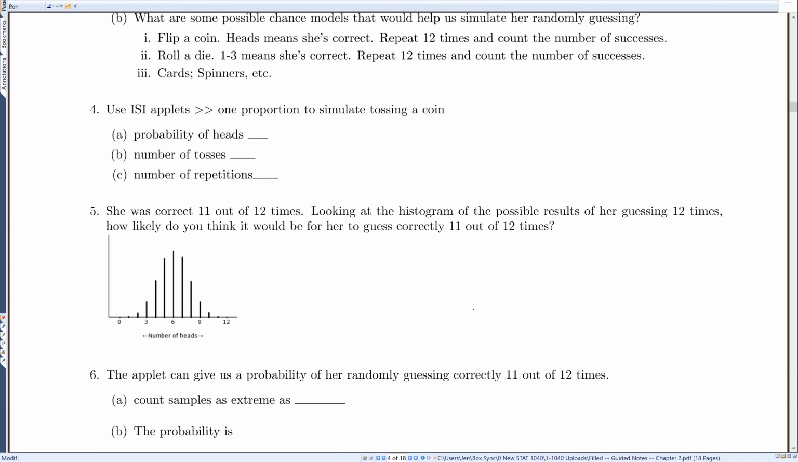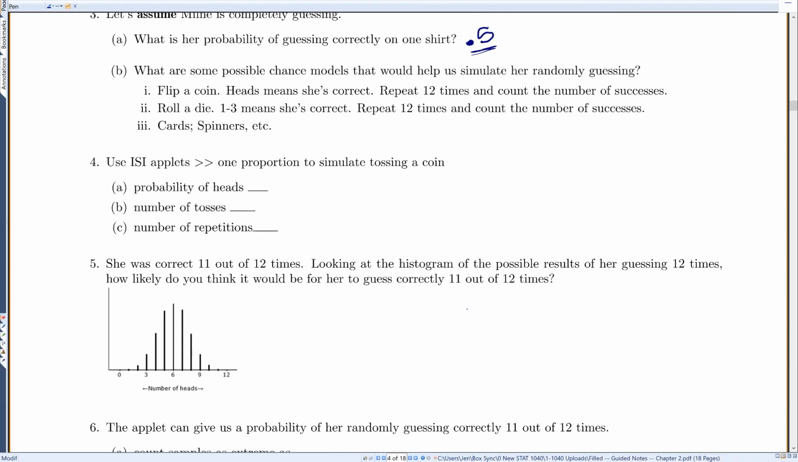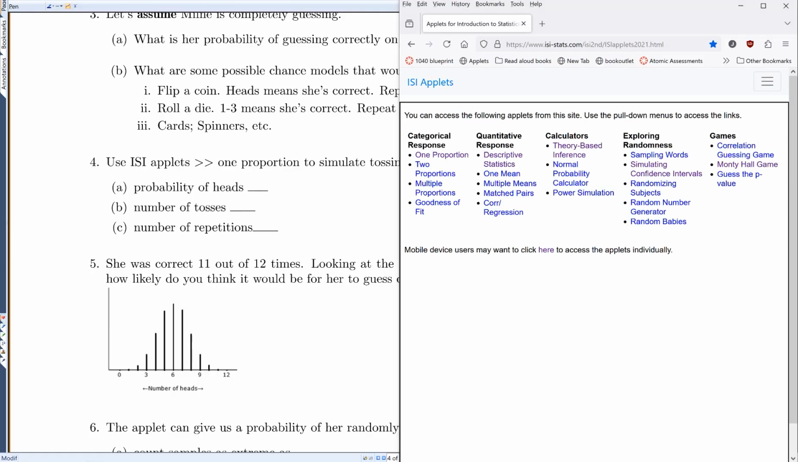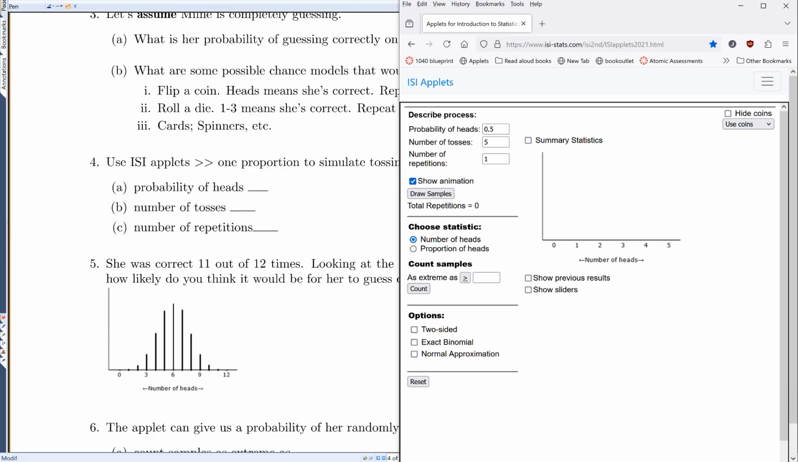But instead, we're going to use the ISI applets. If you go to your applet page, we want to go to categorical and 1 proportion. We're going to use this one a lot for the next month. Let's figure out what we need to put in here. We need the probability of heads, number of tosses, and number of repetitions.